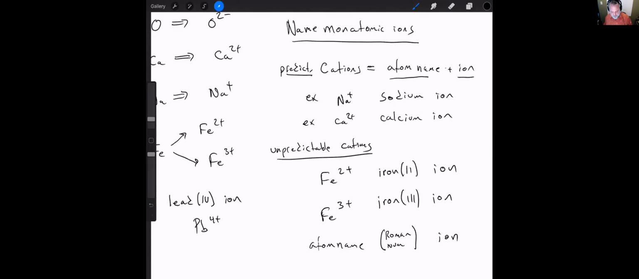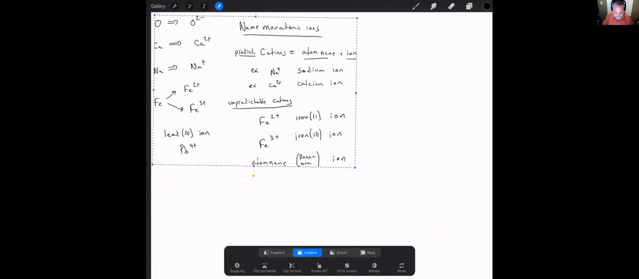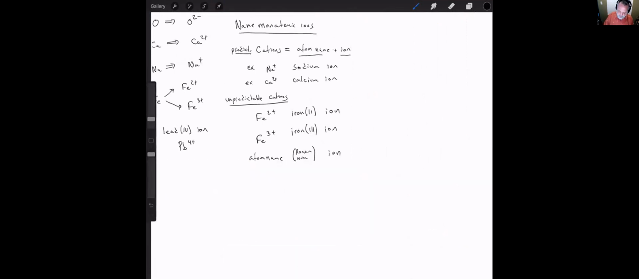Okay, there are no unpredictable anions, right? Because all of the things that are unpredictable are cations. So monatomic anions are like this. It's the atom root plus IDE. So what's this thing called? Excuse me, O2-. This is oxide. What's this called? This is nitride.